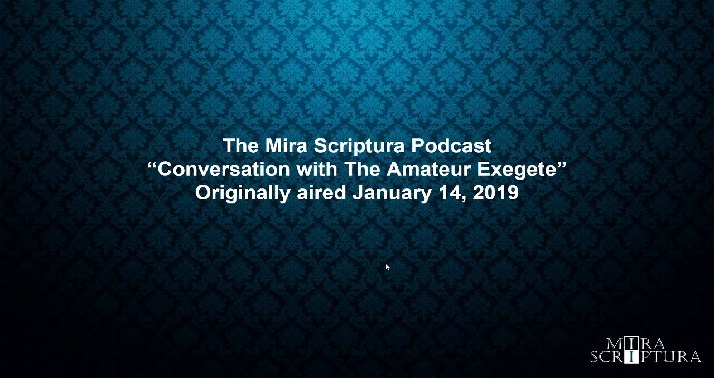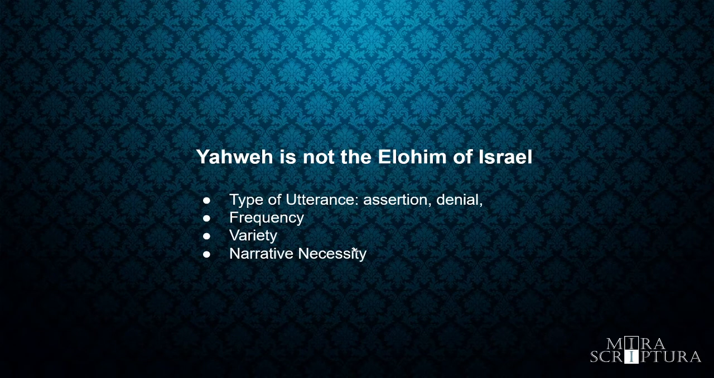All right, so let's take a look at that. The statement in question here is Yahweh is not the Elohim of Israel. So the biblical text says that Yahweh is the Elohim of Israel. So the type of utterance, it's an assertion. So that's one signal. Frequency, it only occurs once really in the Northern Book of Judges that I used, but it appears 25 times in the Book of Judges.